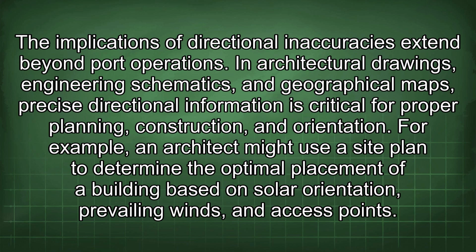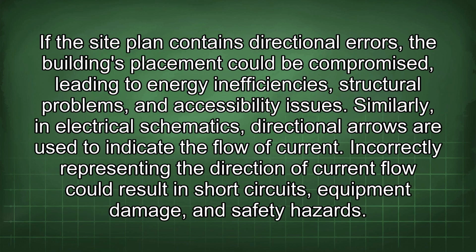The implications of directional inaccuracies extend beyond port operations. In architectural drawings, engineering schematics, and geographical maps, precise directional information is critical for proper planning, construction, and orientation. For example, an architect might use a site plan to determine the optimal placement of a building based on solar orientation, prevailing winds, and access points. If the site plan contains directional errors, the building's placement could be compromised, leading to energy inefficiencies, structural problems, and accessibility issues.